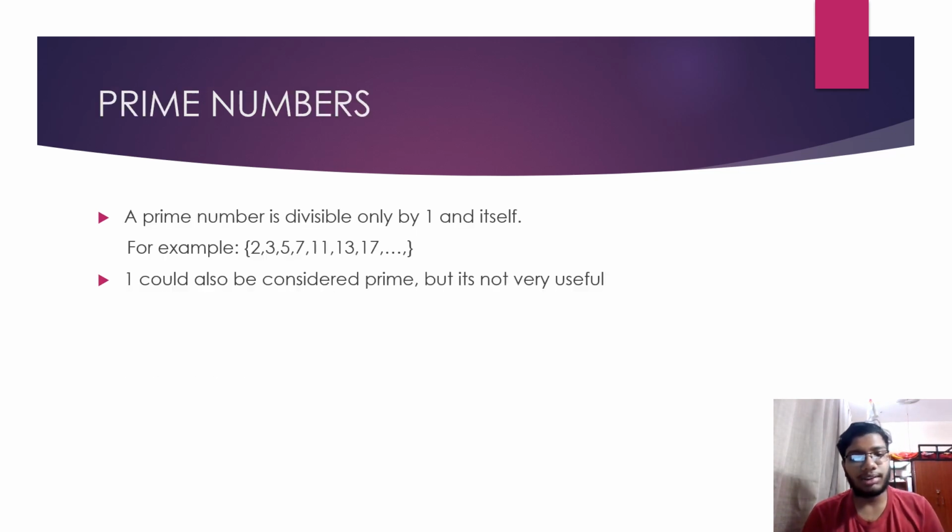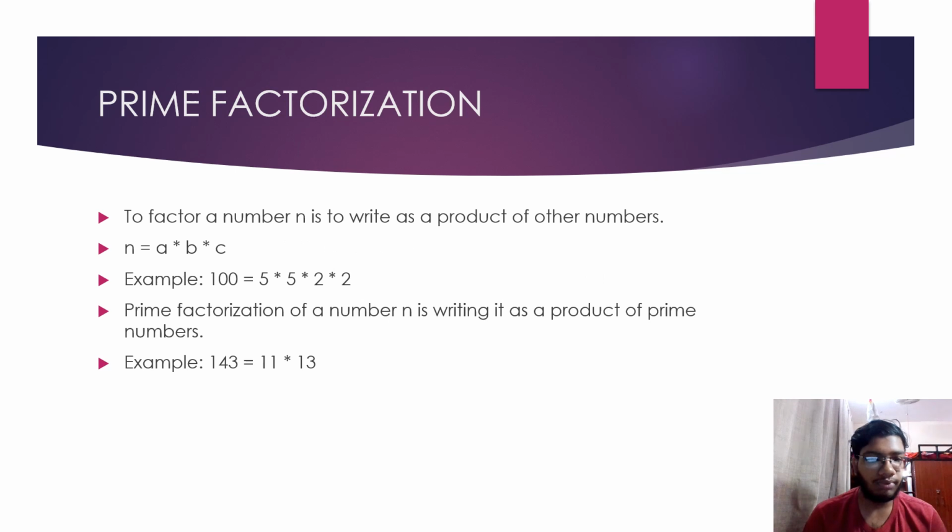So a prime number is divisible only by 1 and itself. For example, 2, 3, 5, 7, 11, 13, 17, etc. 1 could also be considered prime, but it is not very useful in the case of these theorems.